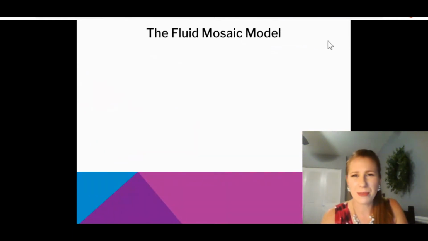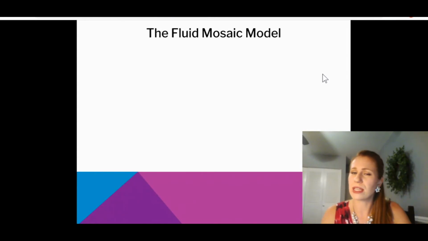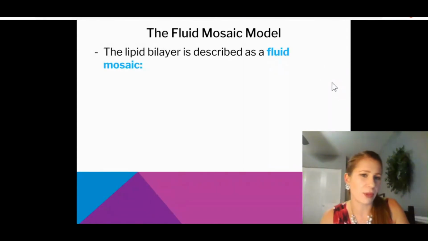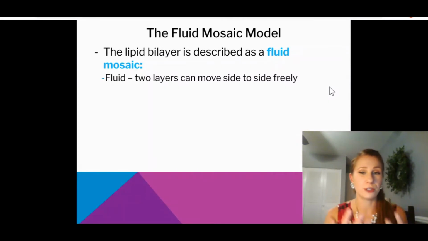Now, the cell membrane is something that we can call the fluid mosaic model. This is getting slightly outdated now, but you may still hear this at times. And what it means is a couple of things. The lipid bilayer is described as a fluid mosaic, and there's two components. The first part is that fluidity.